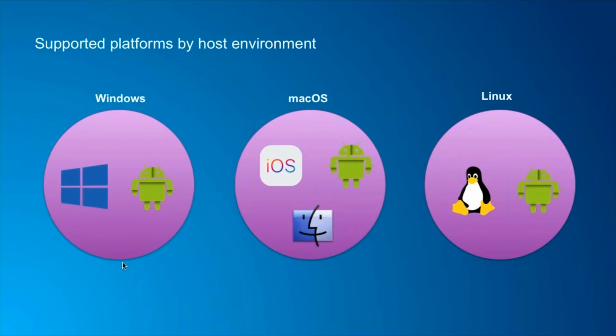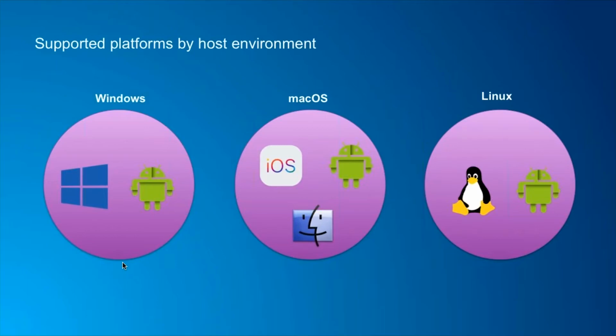Now, an important thing to know when you're building a Qt application is that there's many different host machines that you are going to work on. And depending on the host machine that you're working on, there's different platforms that you can deploy to. So for example, if I'm building on my Windows machine, I can compile and deploy out to Windows or to Android. If I'm working on a Mac machine, I can compile and deploy out to iOS, Mac, or Android. And if I'm working on a Linux machine, I can compile and deploy to Linux or Android.